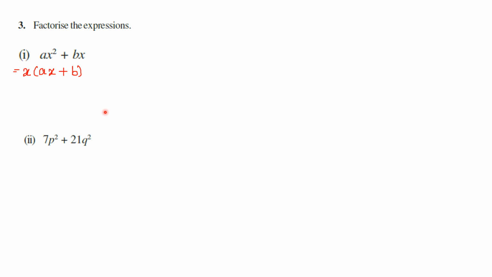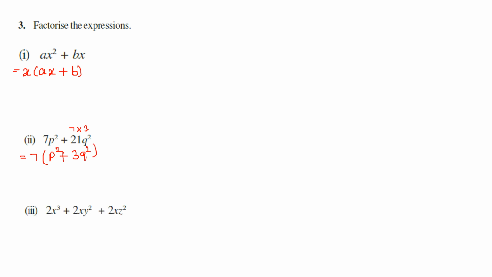Now next question, 7p square plus 21q square. If you see the variables, one is p, one is q, so I cannot take anything common from there. But if you see the numbers, one is 7, one is 21. The highest common factor of 7 and 21 is 7. 21 I can write as 7 into 3, right? So I can take 7 common. If I take 7 common, I will be left with p square plus 7 times 3 will be 21, and then q square. So this is the factorization.